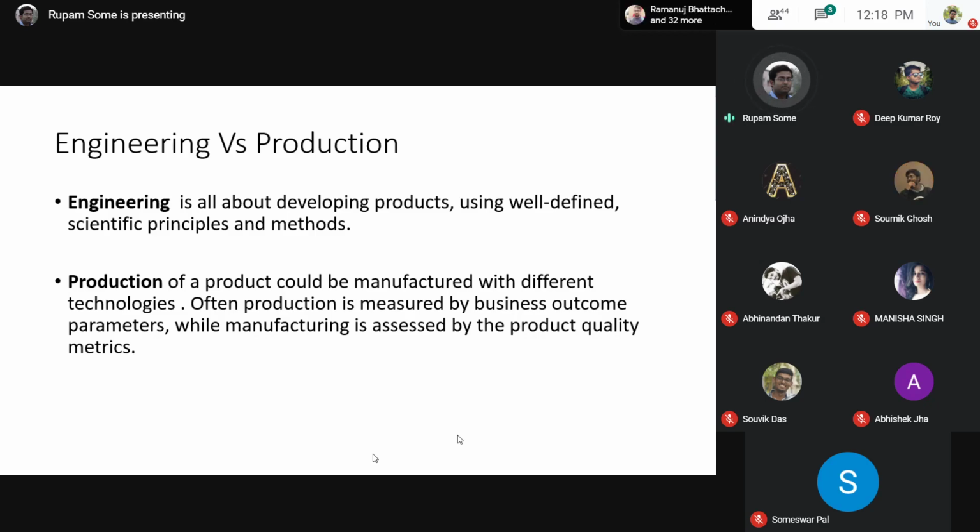So whenever you are delivering a particular product, you have to have some quality metric too. That means the quality of a software product, or of any product, has to be maintained properly. So these are the things that you have to consider. I hope I'm clear related to engineering and production.